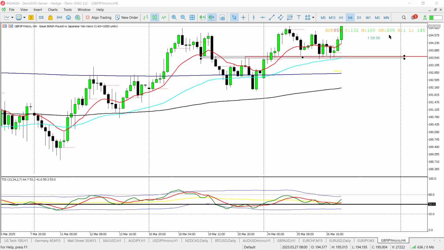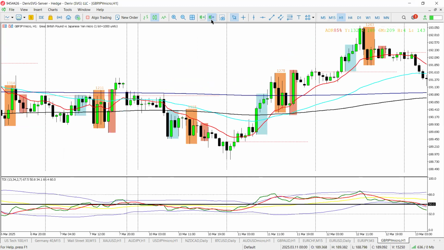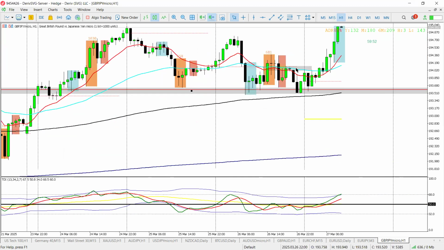But that's all I use the 4 hour for. So jumping down to the H1 now. On the H1, you see these colors. These are just my kill zone times or my trading times, depending with what session I'll be doing. So just keep an eye peeled on my channel.